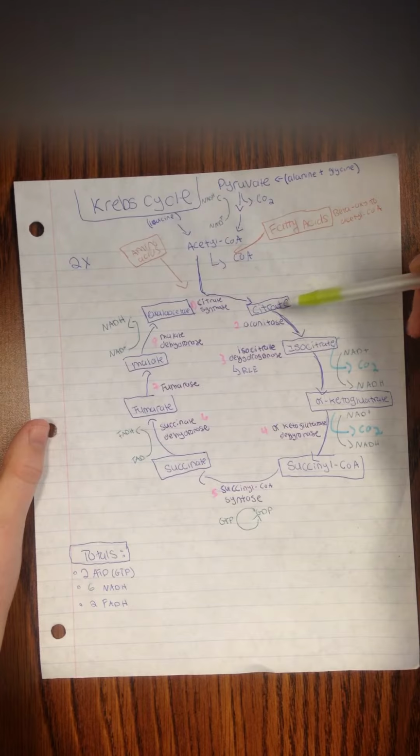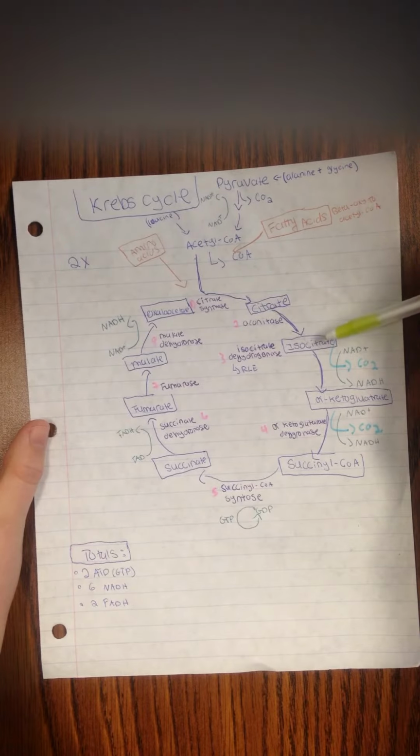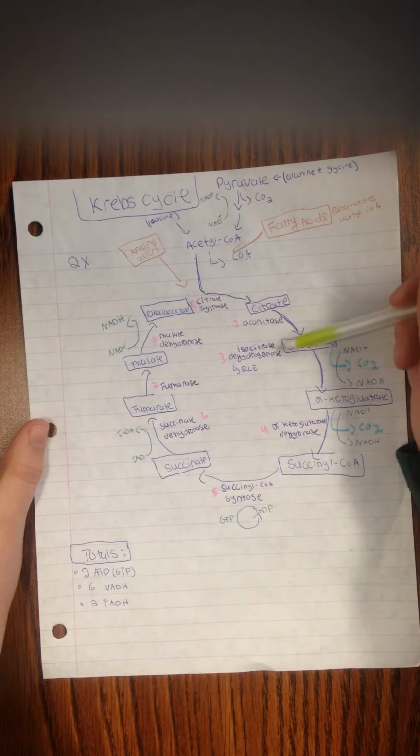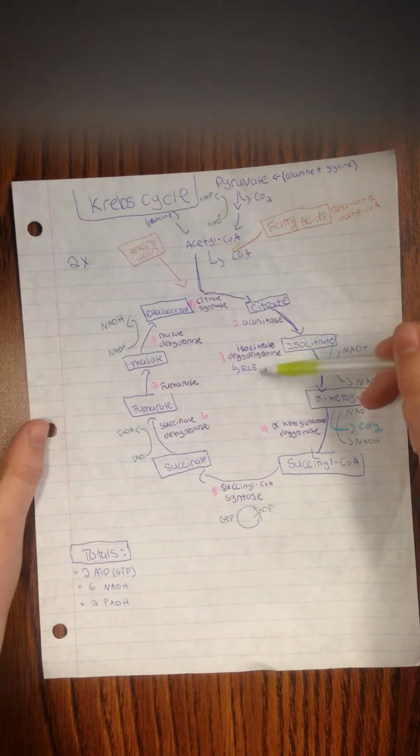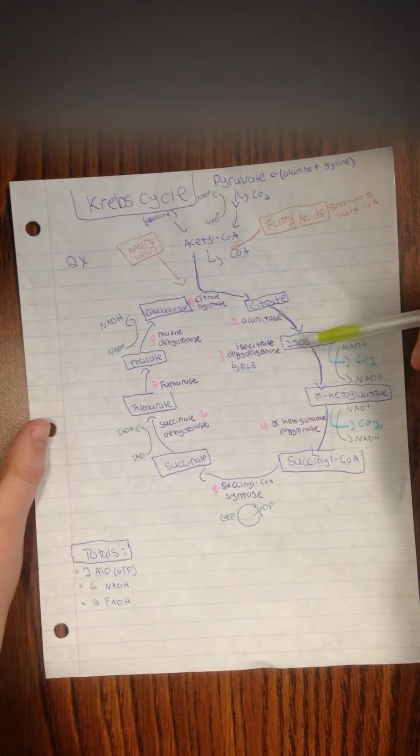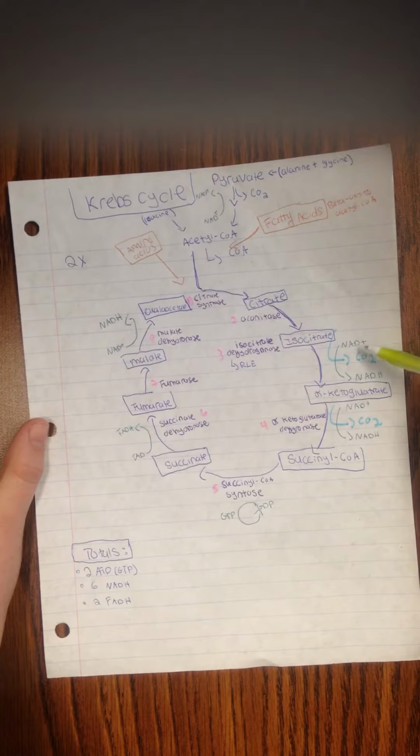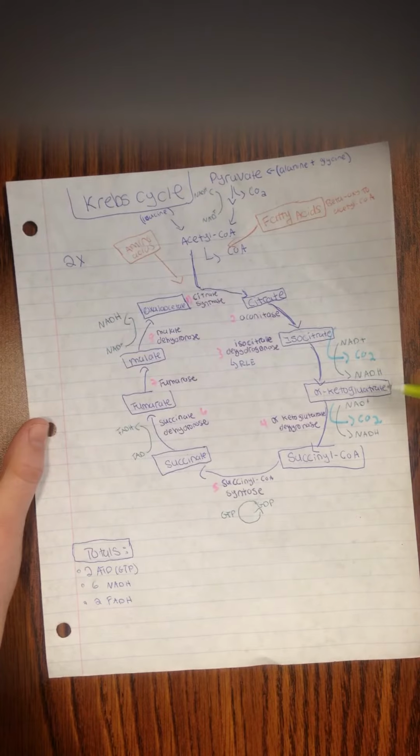aconitase, citrate is turned into isocitrate, and isocitrate, via isocitrate dehydrogenase, which is the rate-limiting enzyme of the Krebs cycle, so this is kind of similar to PFK where it controls the pace of things, gets converted into alpha-ketoglutarate. And in this process, we actually make a carbon dioxide, and NAD+ gets changed into NADH.